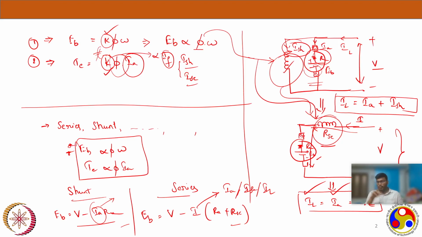Your EB is proportional to the flux generated because of the field current, and it is the product of the flux generated by the field current and the speed at which the machine rotates. And the torque developed in the motor is proportional to the product of the flux generated by the field current, that is phi, which you replace with IF, and IA, the armature current. Again, this armature current is different for series and shunt.